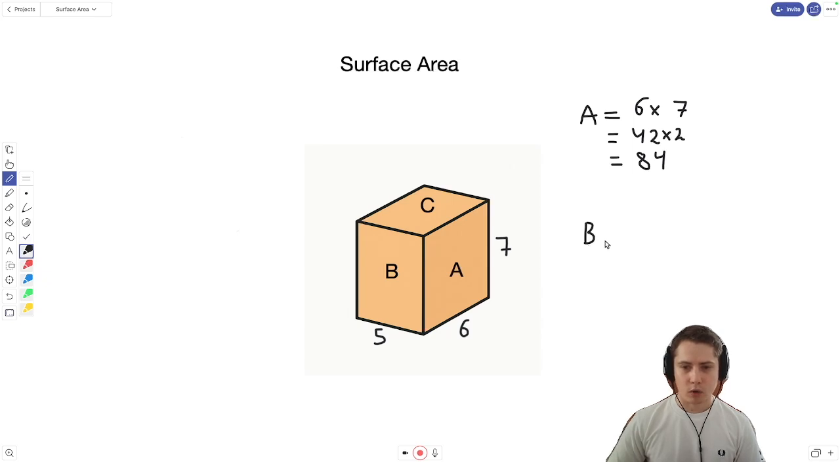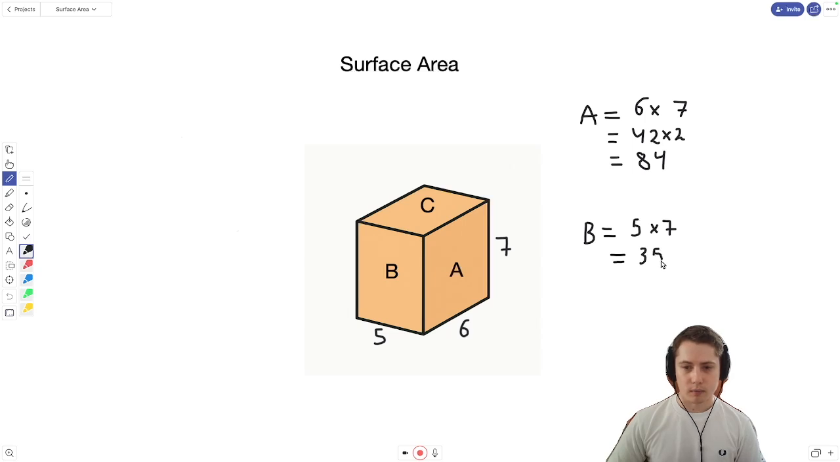So what do we have for B? We know that here we have 5, but what is this one? The one going up, right? Well, here we have 7, so we know it's 7 because this is the same one. So the height would be 7 for B. So 5 and 7. So we do 5 times 7. And that's going to give us 35.